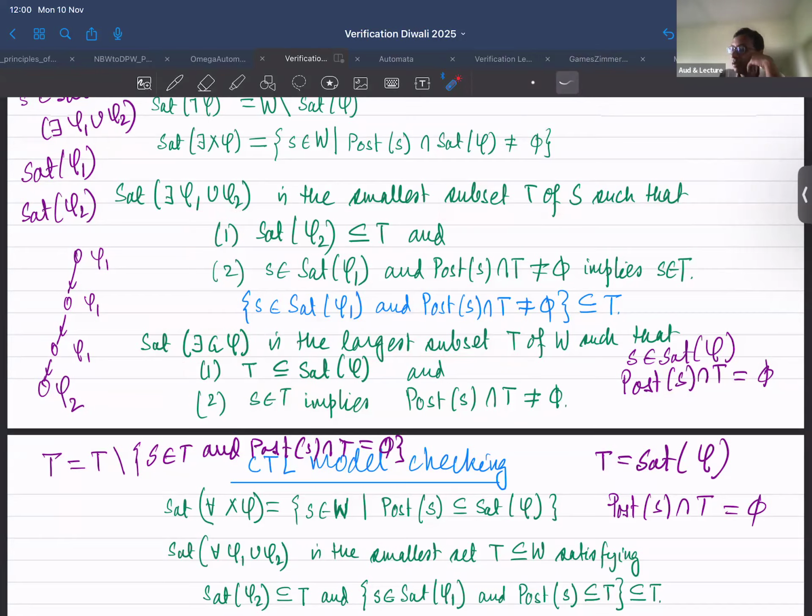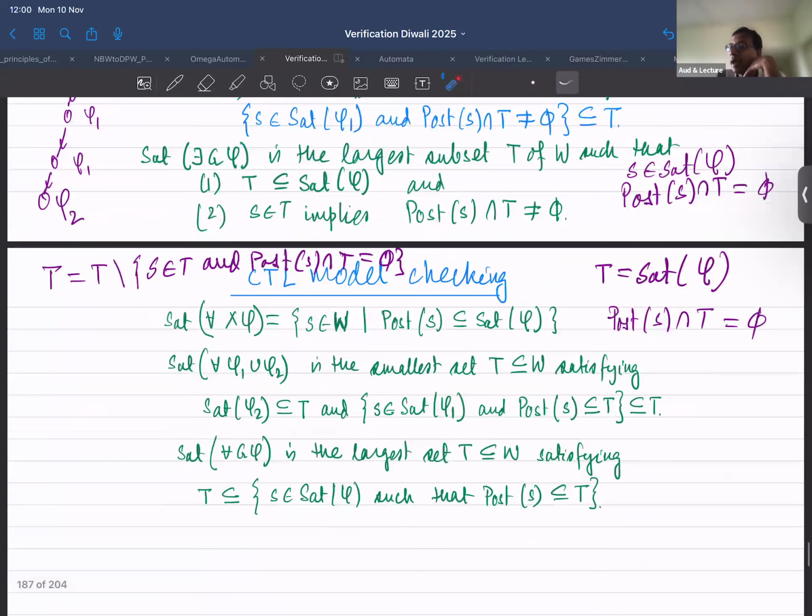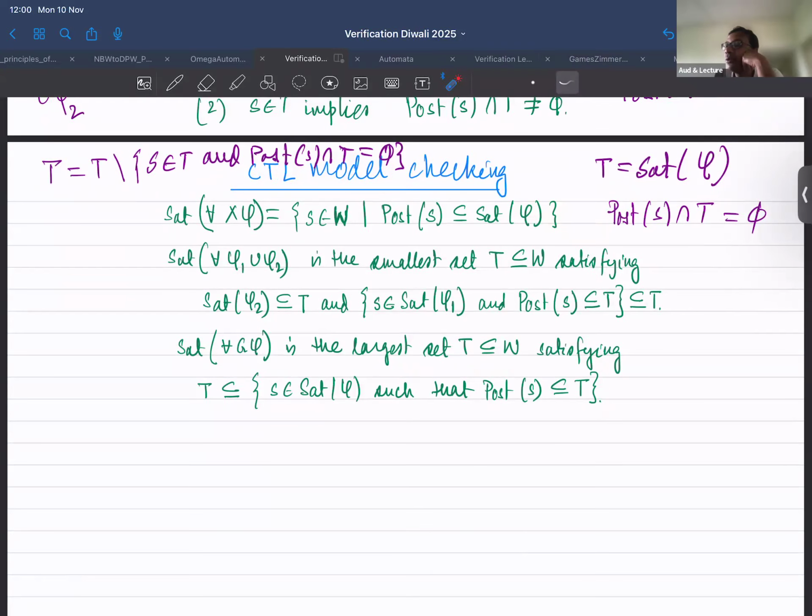Okay, so we are looking at the existential normal form for model checking, but one can also look at the for all formulas. It doesn't really hurt; the model checking complexity remains the same. Essentially, along for all successors, you should satisfy phi. So in order to get this, what shall we do?